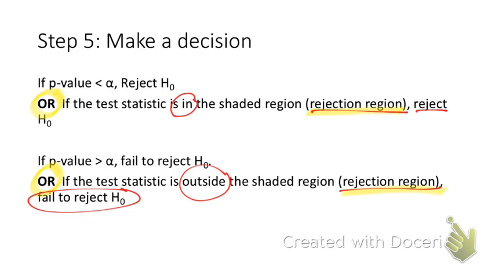Inside is in, outside. What rejection is it? What do I need to write? What it says: in, reject; outside, fail to reject. Okay. In, reject. Test statistic out of rejection region, you fail to reject.